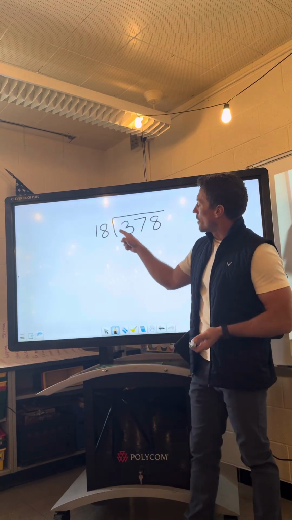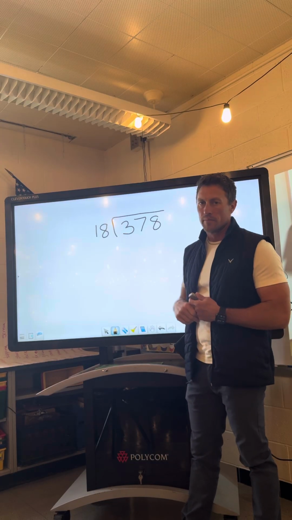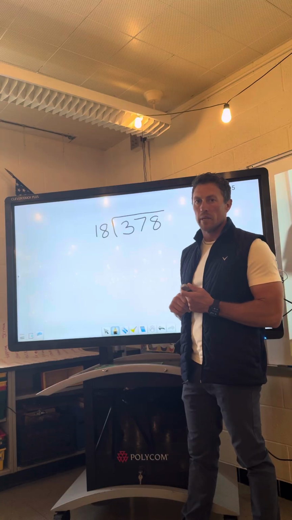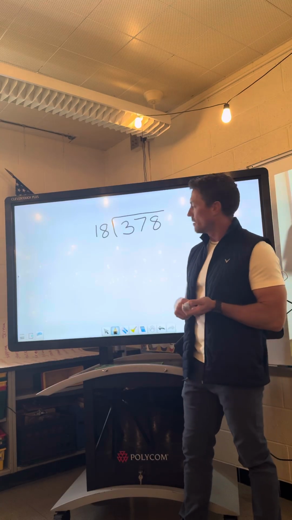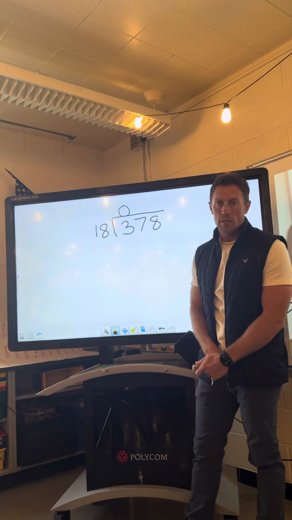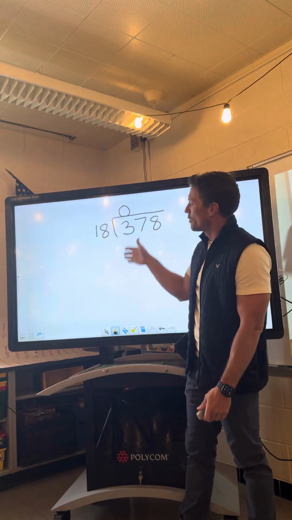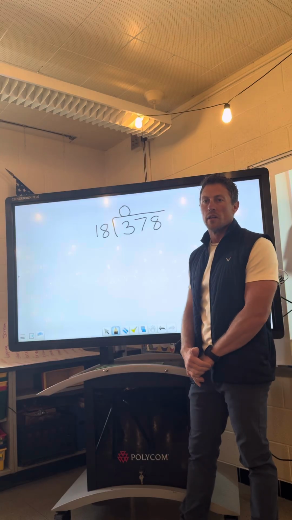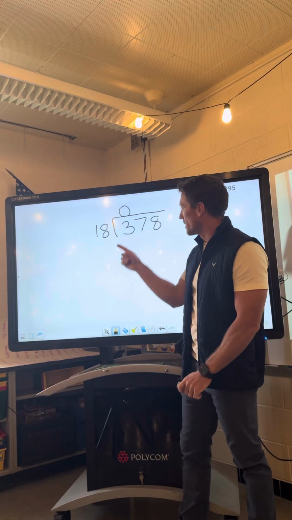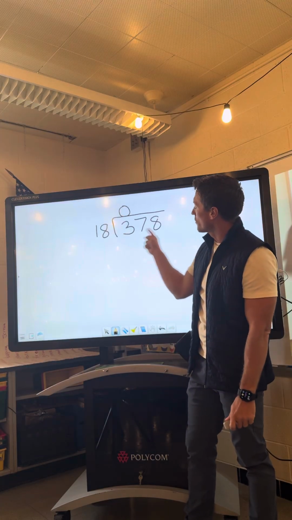What I want to do is figure out how many times 18 goes into 3 only. Well, obviously, 3 is not big enough to fit 18 pieces, so I would need to put a 0. I'm going to put the 0 there to help me with my place marker. I just want to make sure my place values are all lined up. There's a number above each one of the digits in my dividend, so I would then move on to the next one.